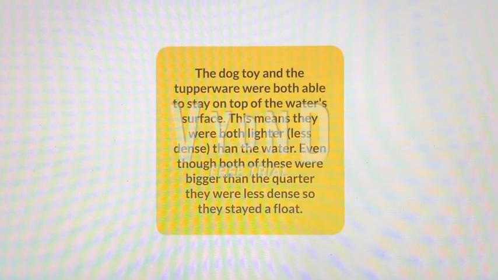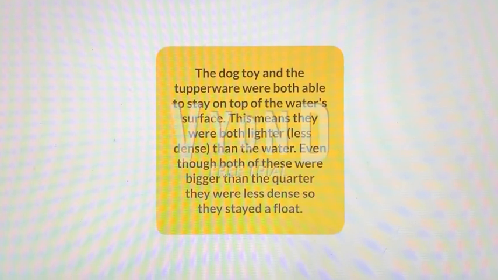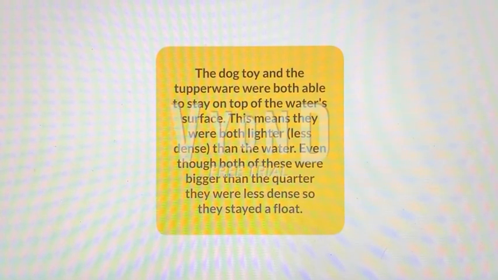The dog toy and the Tupperware were both able to stay on top of the water's surface. This means they were both lighter, less dense than the water. Even though both of these were the bigger of the items that we tested, they were less dense, so they stayed afloat, unlike the heavier quarter.